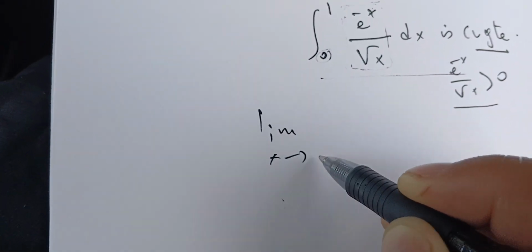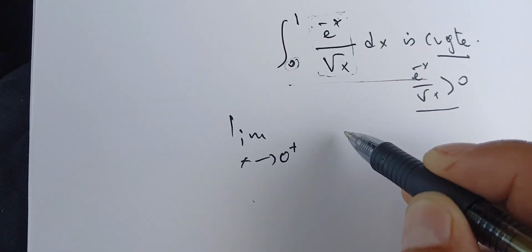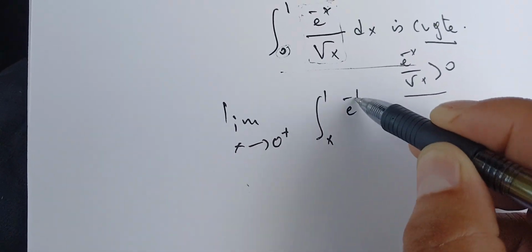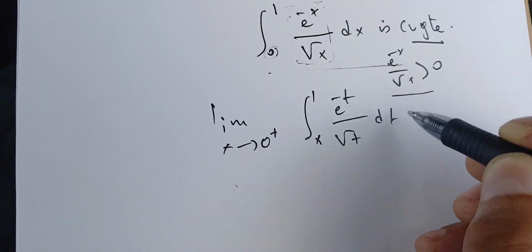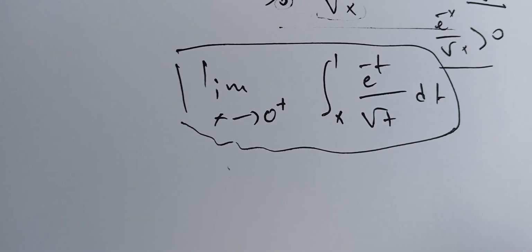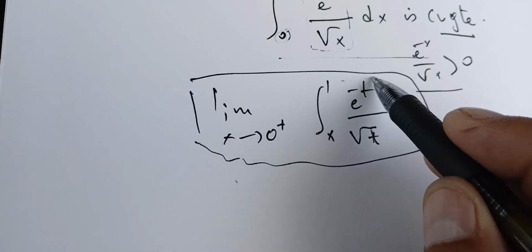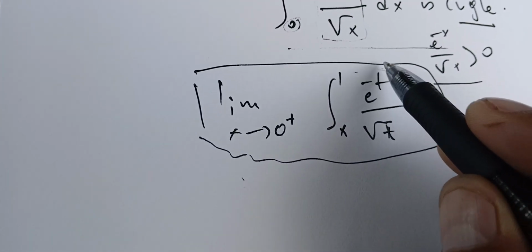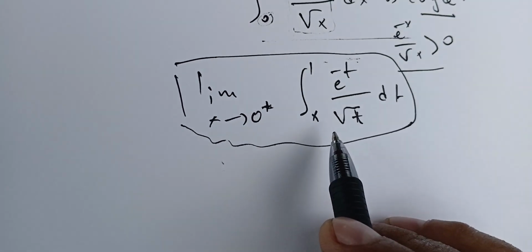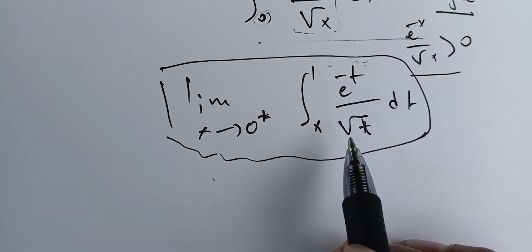and we want to apply the definition of this one: the limit as x goes to 0 plus of the integral between x and 1 of e to minus t over square root of t dt. Okay, so this is the definition. The issue that we have here is that it's difficult to find a primitive of this one and evaluate this integral. At this level, it's not easy to find.